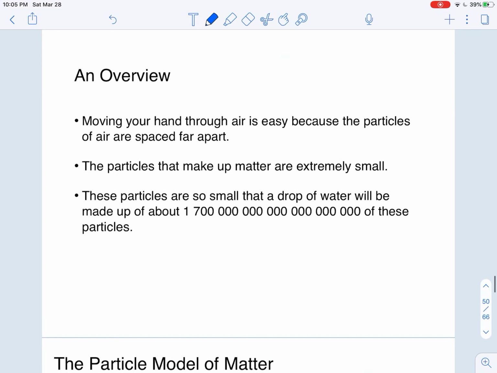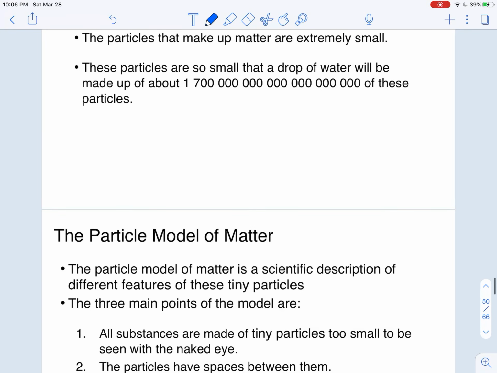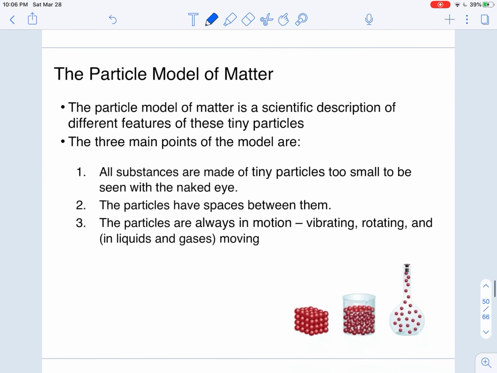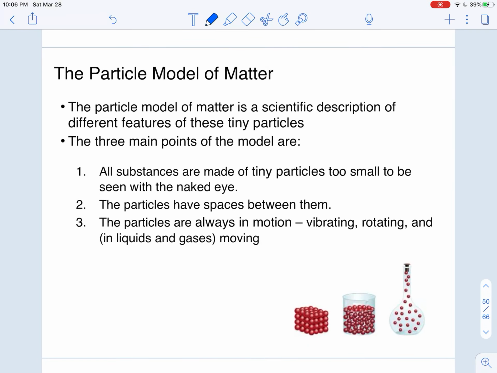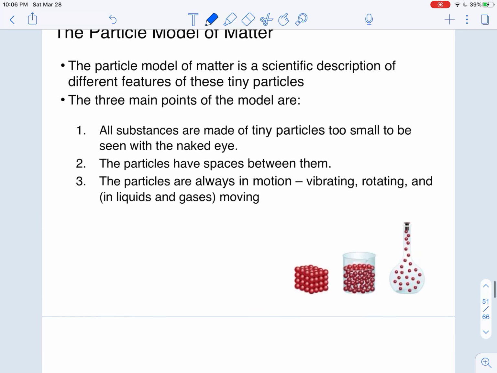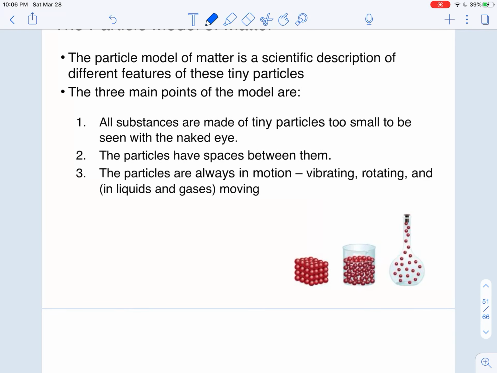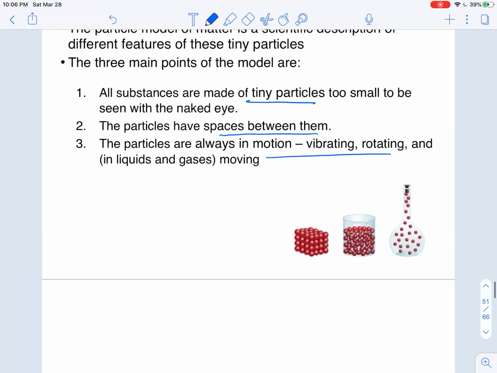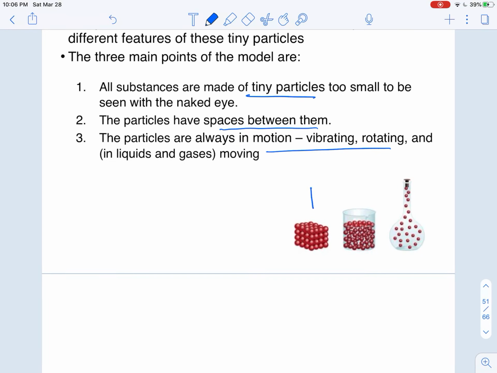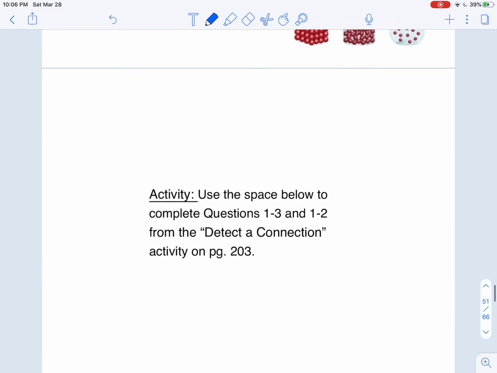So as we go on here in our notes, you can see that we are talking about how all the substances are made of these particles that we can't see. There are some spaces between them, and those particles are always moving, even though they are moving different amounts. Not so much in the solid, a little bit in the liquid, and very free to move around in the gas. But these 3 are the main points of the particle model.